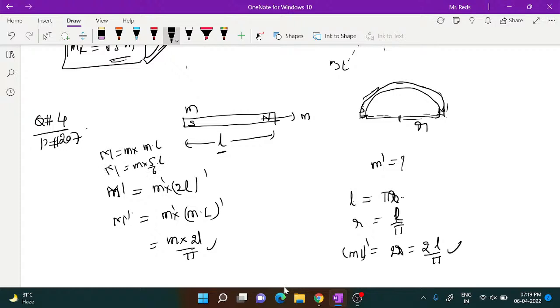But here there is no 5 by 6 form. That means they are taking this L as the magnetic length only. There is no 5 by 6 factor. So we have to take ml as M. So it is 2 capital M by pi.